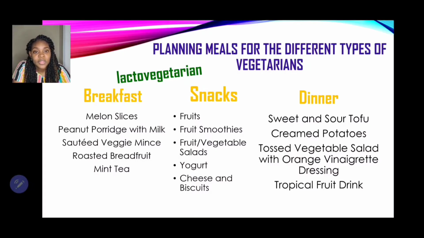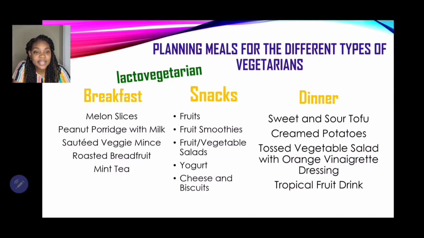Good. Now for the protein for the lacto vegetarians, we have sauteed veggie mince, and then we have roasted breadfruit there, as well as mint tea. It could have been another herbal tea such as lemongrass, or it could be hot chocolate, because remember now we're dealing with lacto vegetarians, so we can include dairy in their hot beverages, right?